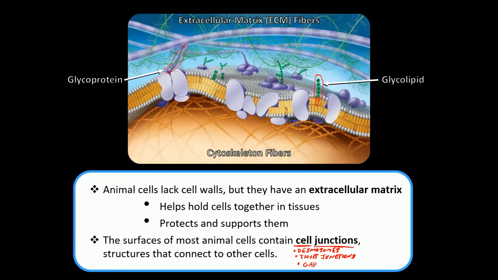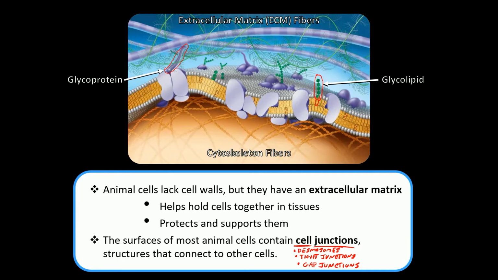You need to make sure that there's not going to be any kind of space in between cells for any fluids to leak out of. Your bladder, for instance, you wouldn't want any fluids leaking out into your body cavity, you would want tight junctions in between those cells in order to make sure that you're able to hold water, so to speak.